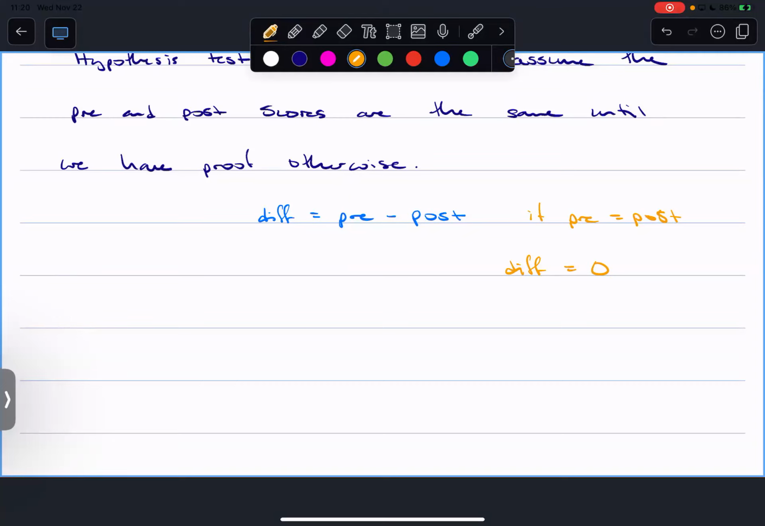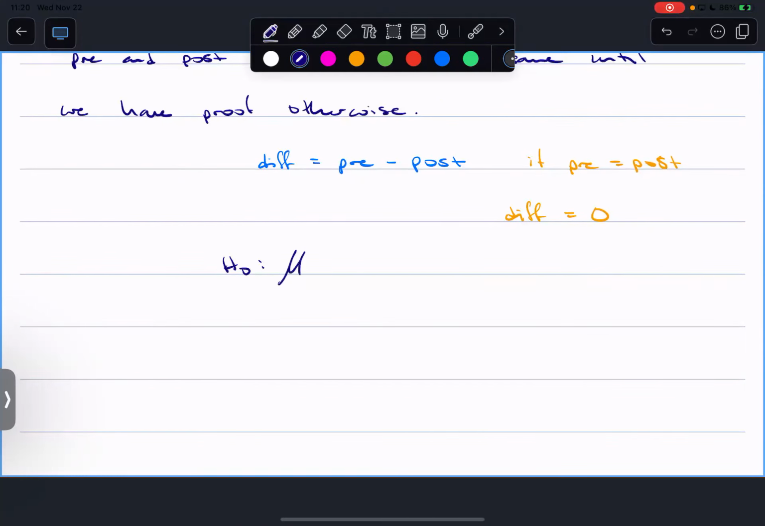And that's where we get our null hypothesis. The null hypothesis for a paired data question is going to be that the population mean of the differences, and I do want to see that diff on there, you can use a D if you want, but just to indicate that it is for the differences, is 0.